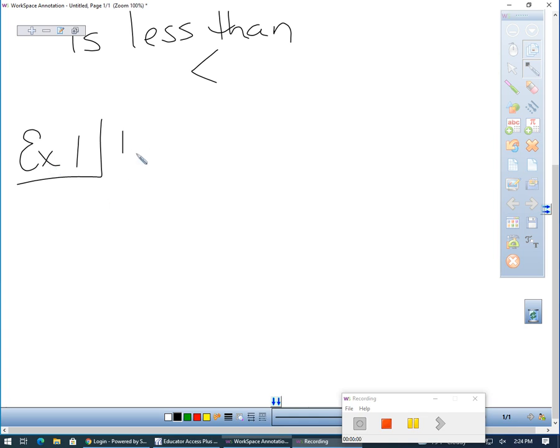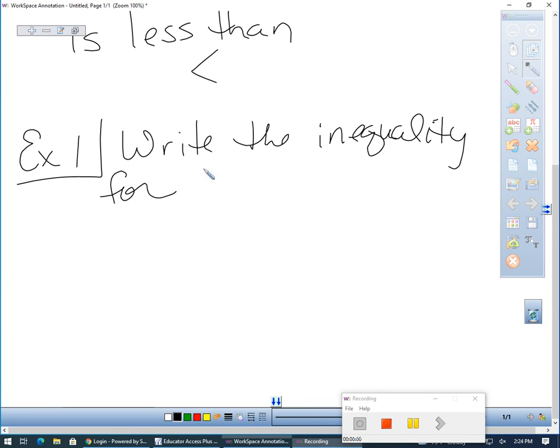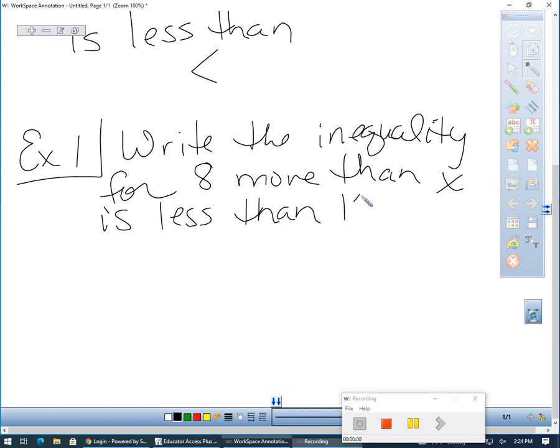All right, write the inequality for 8 more than x is less than 12. So we need to write this inequality. So "is less than," because of this word "is," this is where our inequality sign comes in.